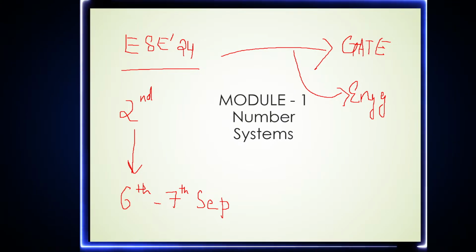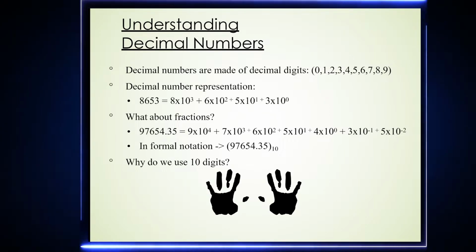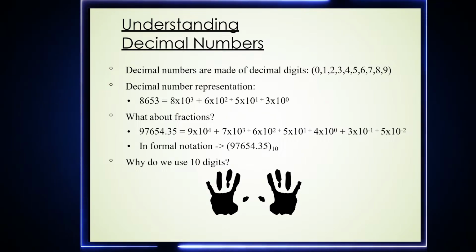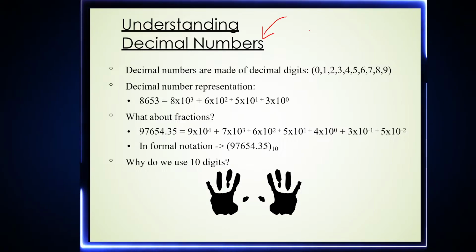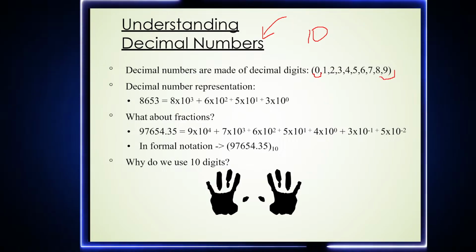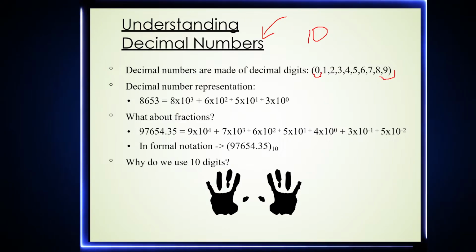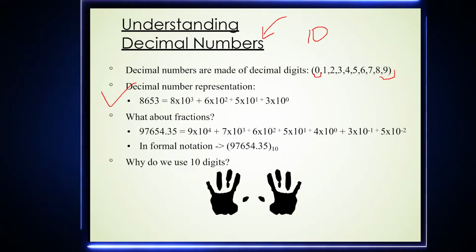Very first, we are going to start with our module 1, that is nothing but number systems. And when we talk about number systems, decimal numbers are something that first comes to our mind. Now, what is decimal, right? Basically, decimal means 10. That means it has 10 digits. All the digits from 0 to 9 are considered as decimal digits. Right. So here there's a representation of a decimal number.